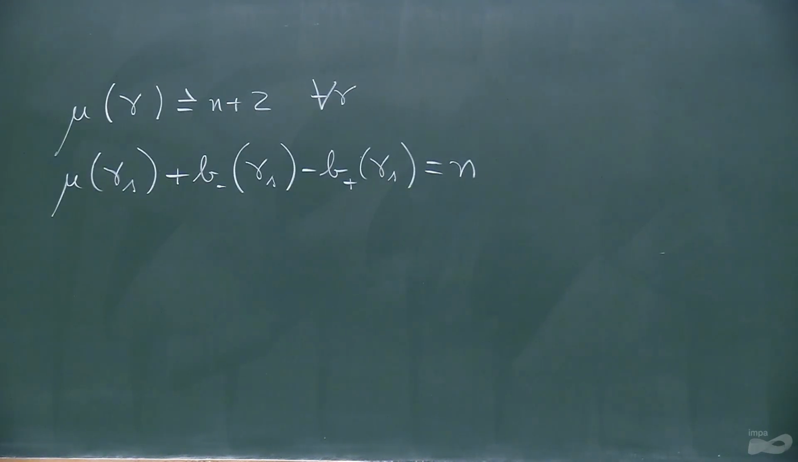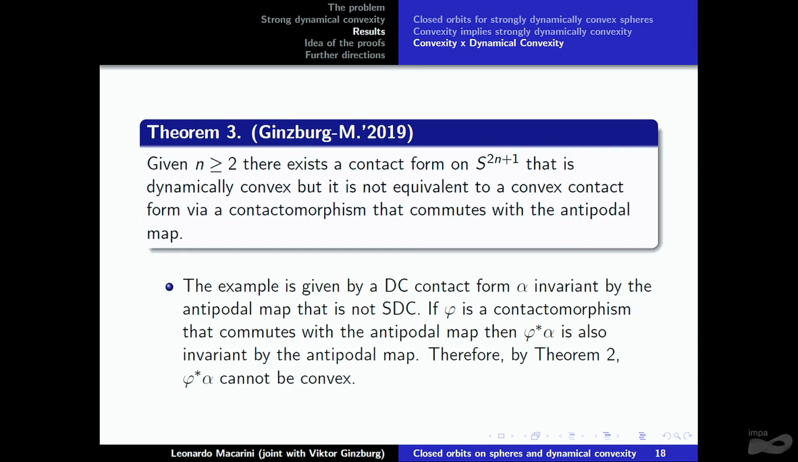Of course, using theorem 2, right? Because if you have a contactomorphism that commutes with the antipodal map, then the pullback also commutes with the antipodal map. So if it's convex, by theorem 2, it's strongly dynamically convex. But strong dynamical convexity is invariant by contactomorphism, so it cannot be convex. At least by a contactomorphism that commutes with the antipodal map. Is it clear?